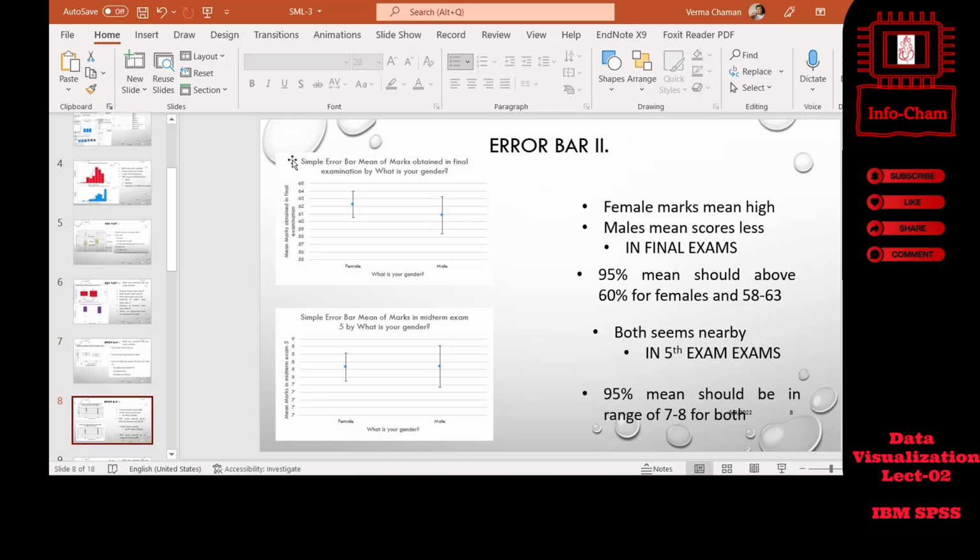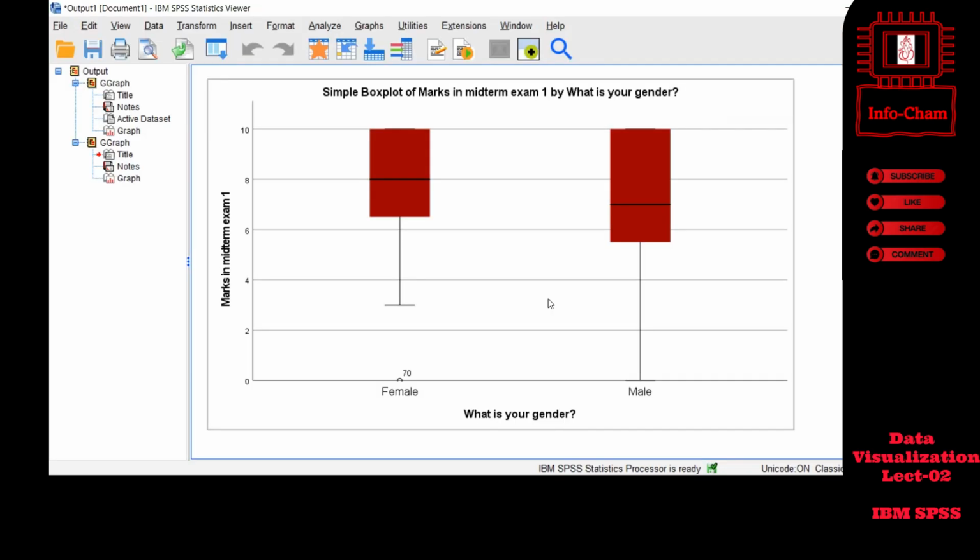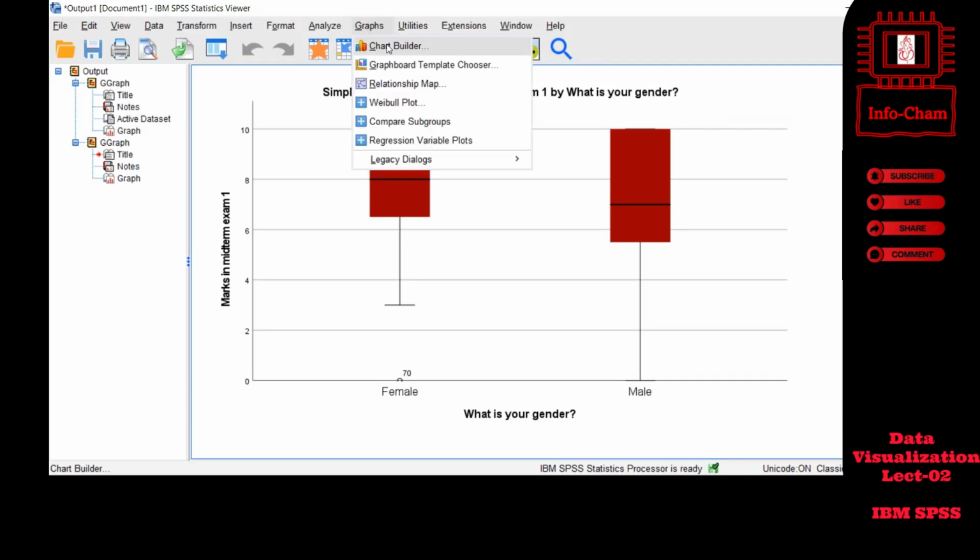Okay, error bar here. Can you see the error bar over here? I already made some error bars to understand the example. So here, let's see for the final exam. I think I made the final exam. Okay, let's go to our graph. Please do practice with me. Chart builder.